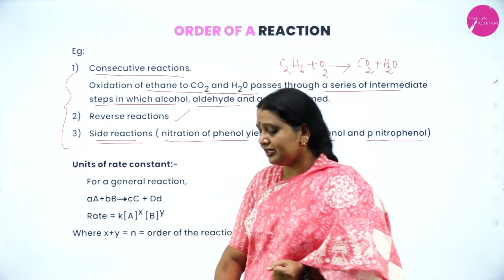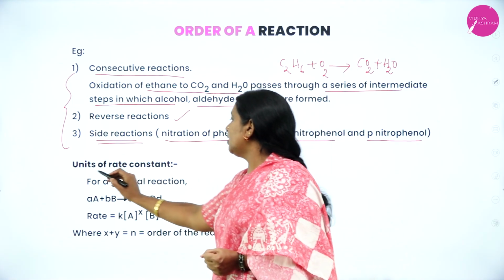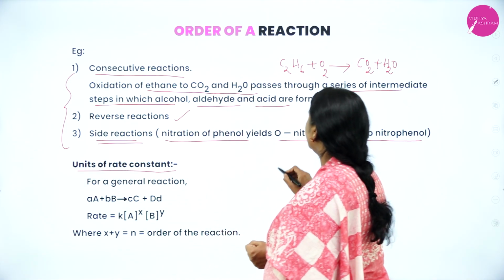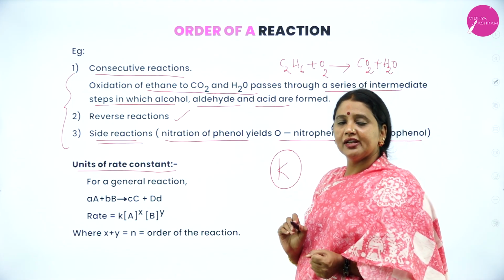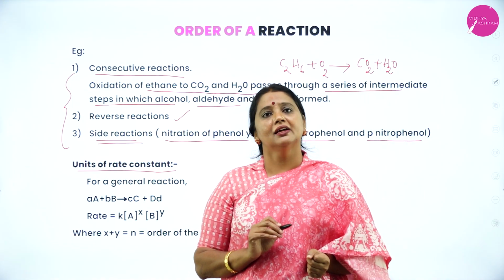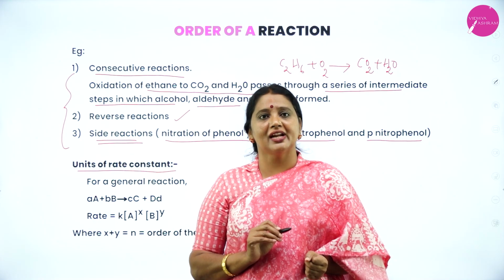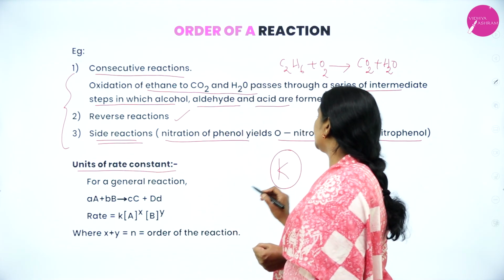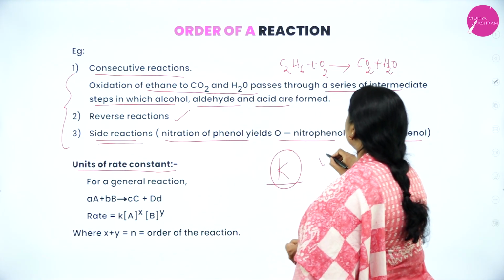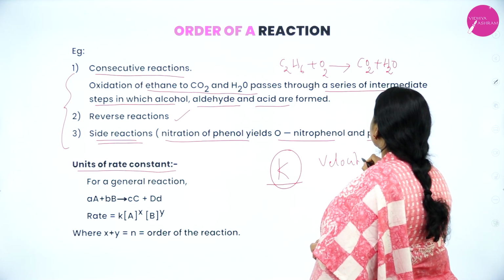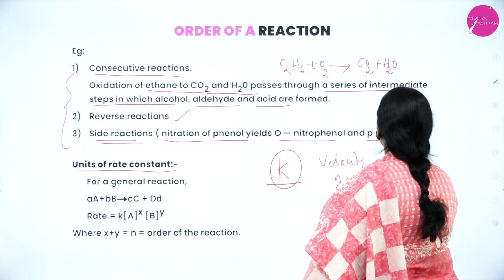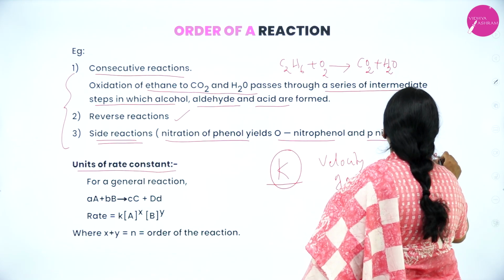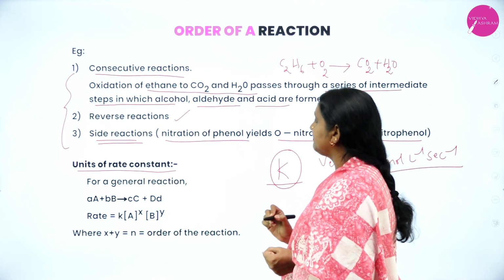Okay. Next, let us consider unit of rate constant. What's the symbol used for rate constant? Symbol used for rate constant is K, capital K. So, what's the unit of rate constant? How do you find out the unit of rate constant? Already you know that. What's the unit of velocity of a reaction? The unit of velocity of a reaction is mole per liter per second.